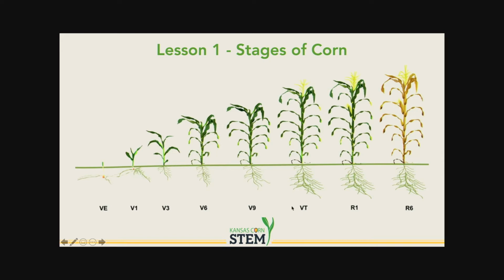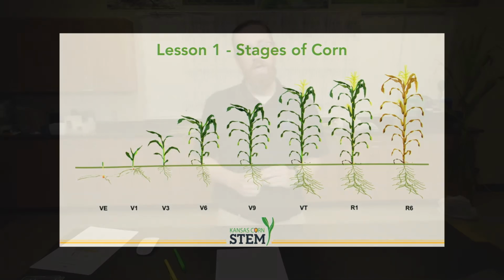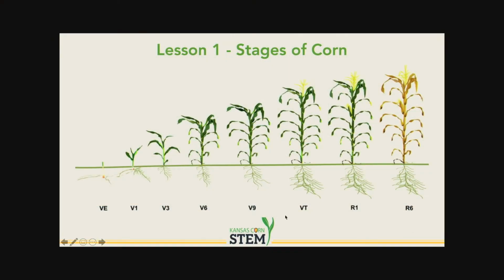Now, the cool thing is I like to put this up for my students, and before I tell them what V means or what 2 or R1 means, I have them study the picture and come up with what they think. What does VT probably mean? What does VE mean? What does V even mean? Or the numbers with the R. Okay, and by this time they probably know it's vegetative or reproductive growth stages. But VE stands for V emergence, and we're going to get deeper into this, and that's when that corn plant first emerges from the soil right in here.